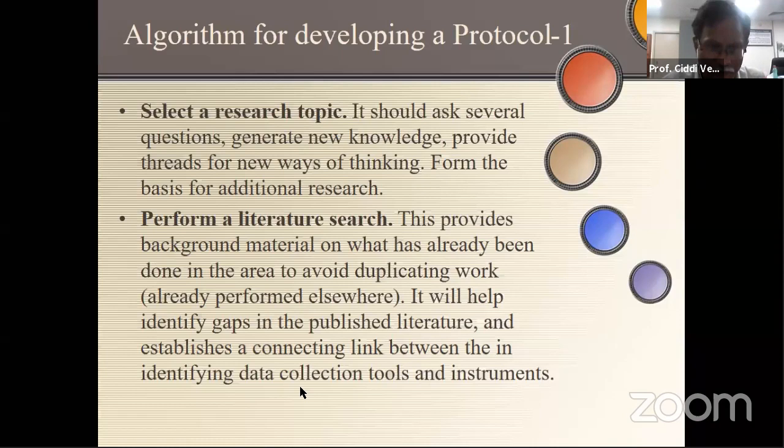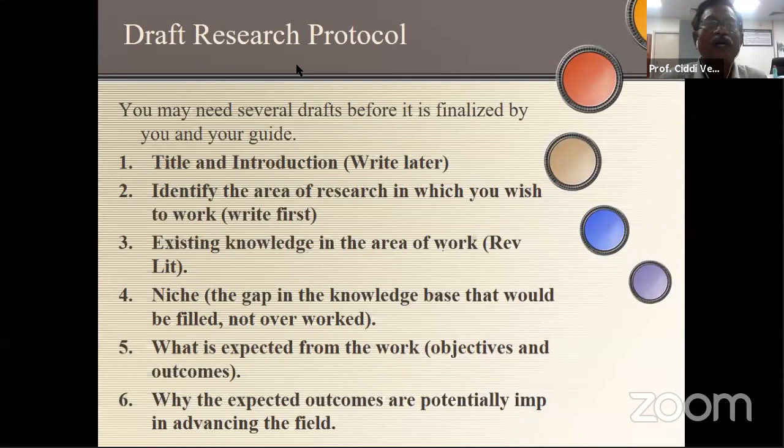Now, the draft of the research protocol, how does it look? The draft will be finalized between you and your guide. And always, don't write the title and introduction first. That is the last thing which you have to do, the title and introduction. The first question you need to understand is, what is the area of research in which you wish to work? A student who is working in Palamuru University wants to work on how a drug will be metabolized in space. Will it be possible?